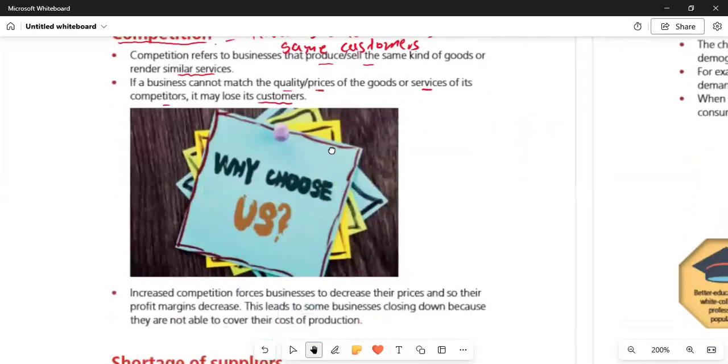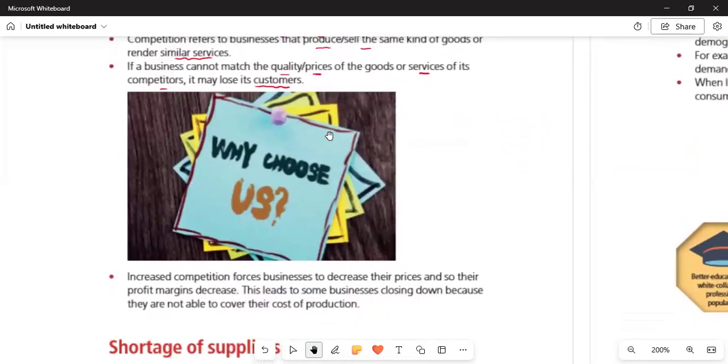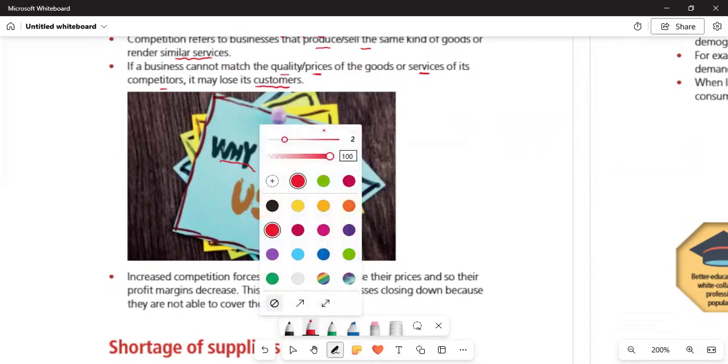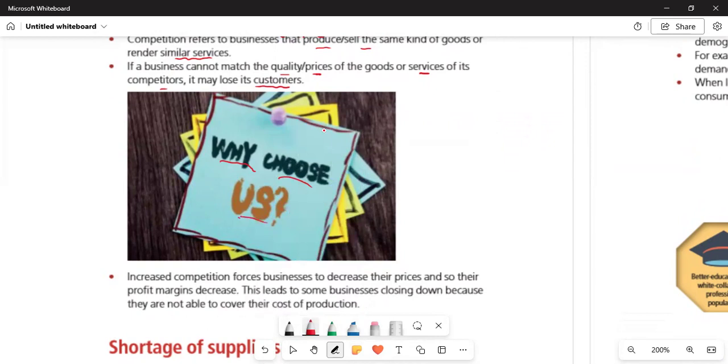So let us move on. As you can see here, it says why choose us. That is where you try to differentiate yourself. As an organization, you have to try by all means to differentiate yourself from your rivals in order to win a competitive advantage. You need to know why you want customers to choose you. That is very important.